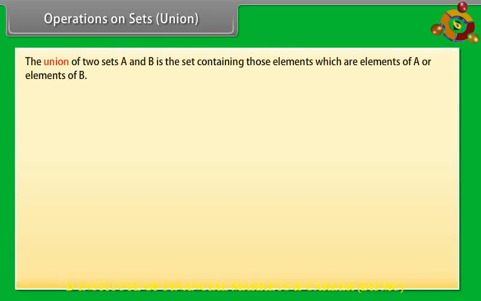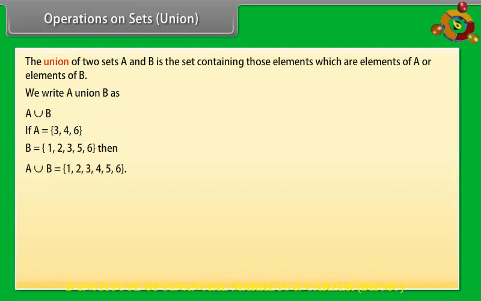Operations on sets. The union of two sets A and B is the set containing those elements which are elements of A or elements of B. A union B can be written this way. If A is equal to {3, 4, 6} and B is equal to {1, 2, 3, 5, 6}, then A union B is equal to {1, 2, 3, 4, 5, 6}.